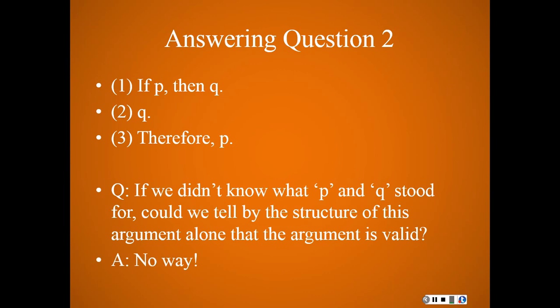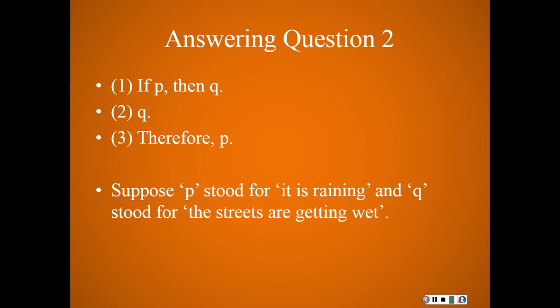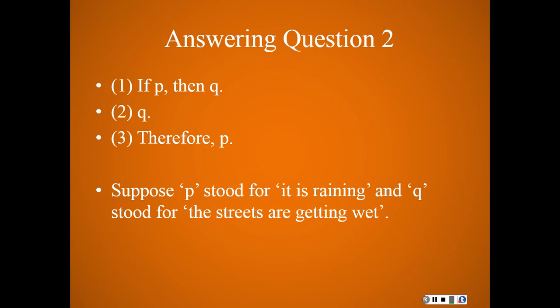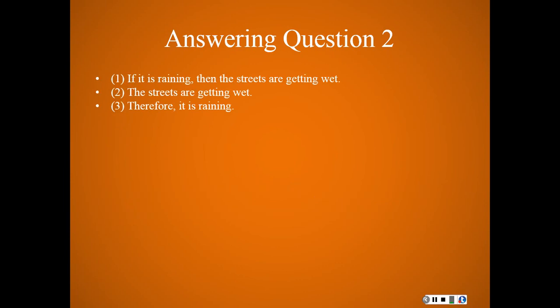Well, if we reflect on it, I think we can see that the answer is no. We can't tell just by looking at the structure of this argument alone that the argument is valid. So look at this argument pattern again. If P, then Q, Q, therefore P. Now suppose that P stood for it is raining and Q stood for the streets are getting wet. Alright, if those were what P and Q stood for, then from this argument pattern we would get this. If it is raining, then the streets are getting wet. The streets are getting wet, therefore it is raining.